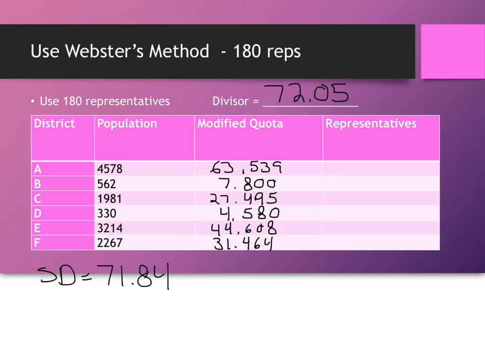So with Webster's method, standard rounding applies. District A gets 64, District B gets 8, District C gets 27, District D gets 5, E gets 45, and F gets 31. If you add those up, you should again get 180. So that's Webster's method: get a divisor, and standard rounding applies.